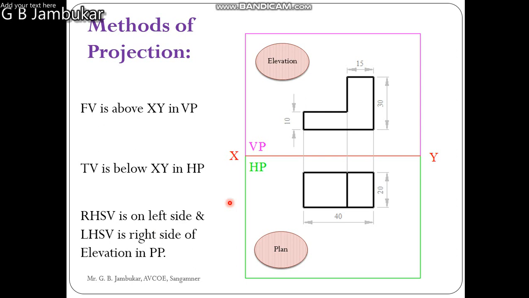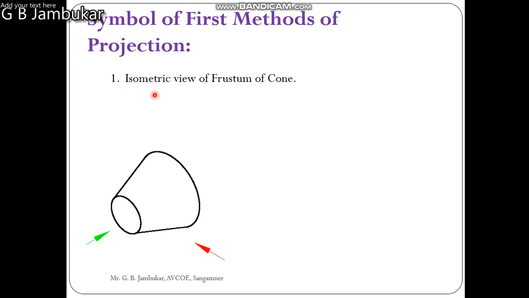Now we see the symbol of the first angle method of projection. To draw the symbol, the frustum of a cone is considered. Isometric view of the frustum of a cone. The frustum of a cone is obtained when a cone is cut by a plane which is parallel to the base, perpendicular to the axis. Then at the bottom there is a circle, there is one circle at the top, and it is observed from the front side and the left hand side.